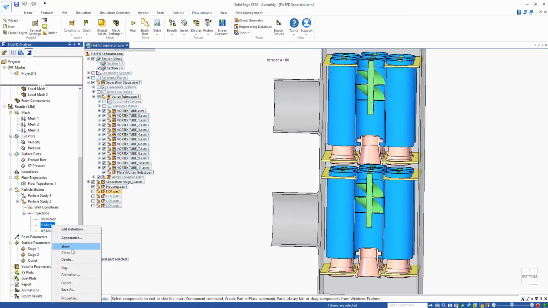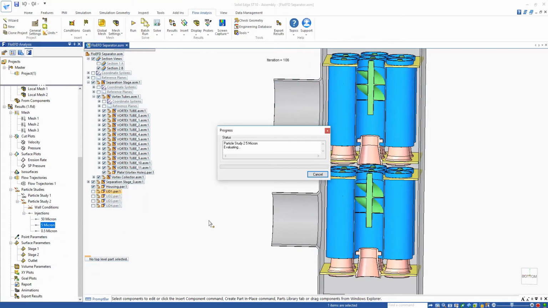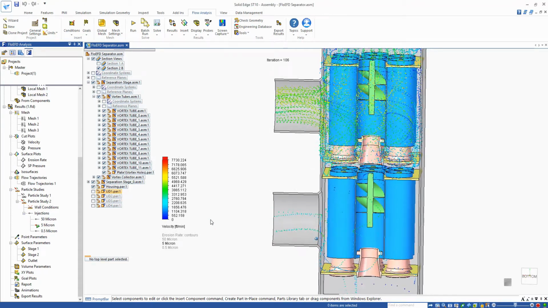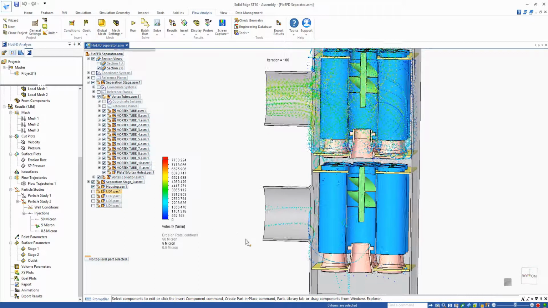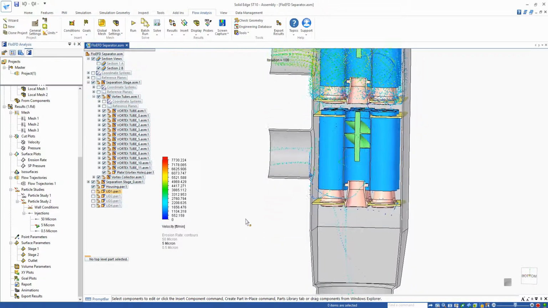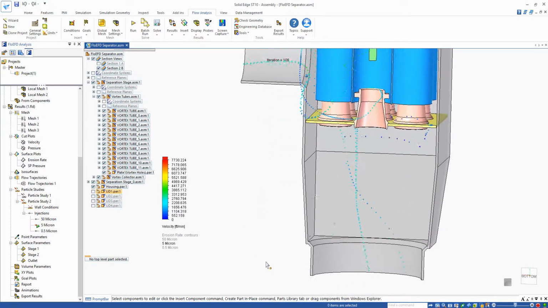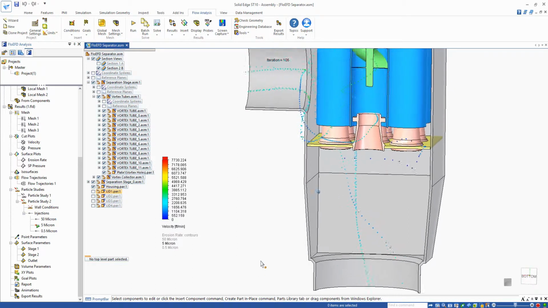Let's have a look at what happens at 5 micron. Alright, so we're getting a little bit more. So the first stage is taking care of most of it, but in the second stage a little bit more is getting through this time, and then finally a little bit more getting through out towards the outlet as well.